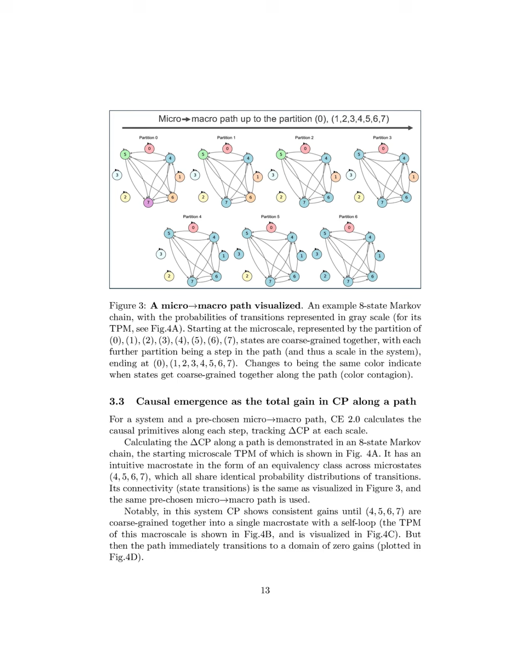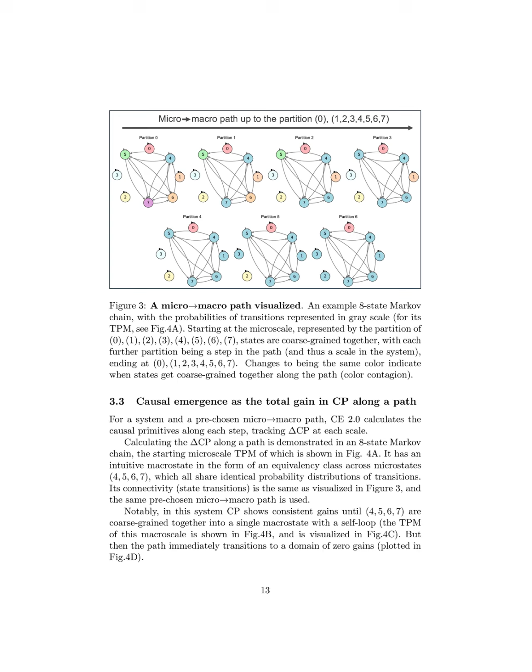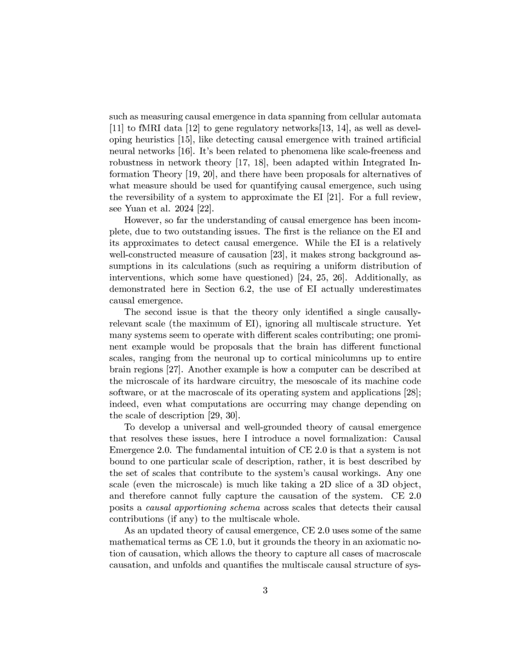Initially, the microscale might yield a CP of 0.66, indicating some uncertainty in causal relationships. Upon coarse-graining to the first macrostate, the CP increases to 1, reflecting a reduction in uncertainty and thus a gain in causal contribution of 0.34. This process continues as we assess each scale along the path, ultimately quantifying the total causal emergence, CE, as the sum of these gains, demonstrating how different scales contribute to the system's overall causal structure.